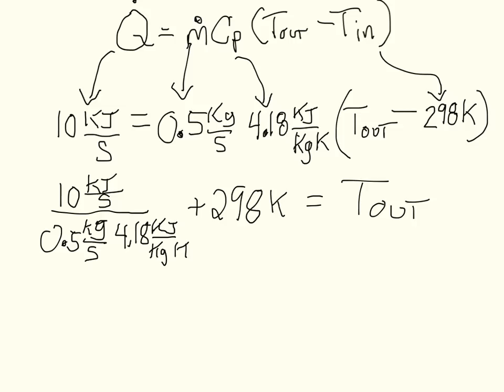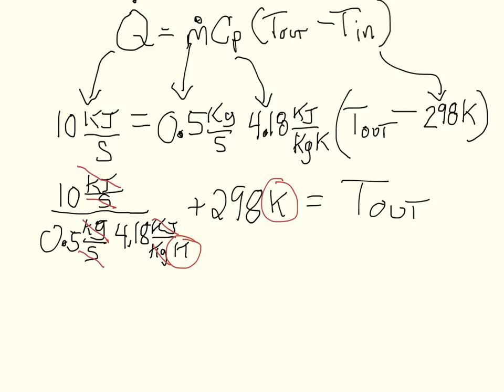And a good thing to check right now is our units, and I apologize, that's a little messy, but I'll switch colors so you can see this. We have a kilojoule on top here, and it crosses with a kilojoule on top down there. We have a second here, which crosses out with that. We have a kilogram here, which crosses out with that kilogram. So what I'm left with is a K, and that's important because I can only add a temperature to another temperature. I can't add an energy to a temperature. So my units work out, so that's good.